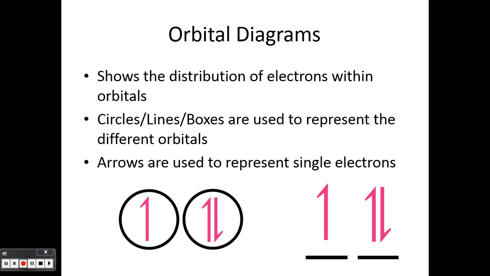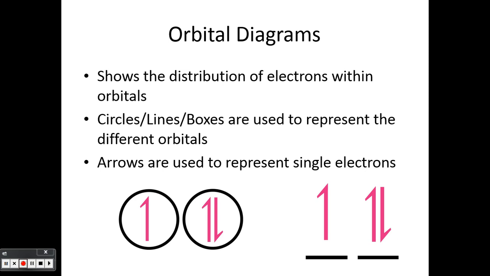The one on the left is an orbital that only has one electron in it. The one on the right, this circle here, is an orbital that represents two electrons. Will we ever see more than two arrows in a circle? No, because each orbital can only hold how many electrons? Two maximum, right? Over on the right-hand side, same information, just represented differently. So here we have lines to represent our orbitals, horizontal lines, and then we draw the arrows above them.